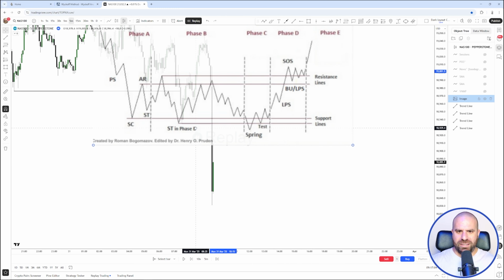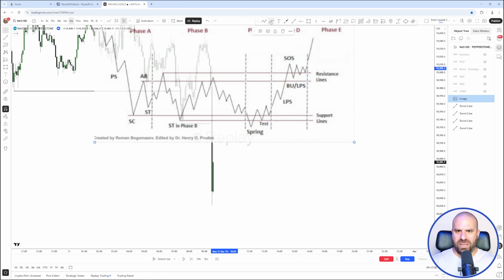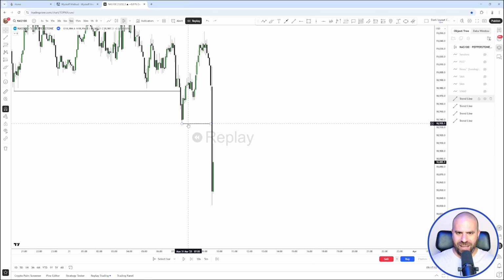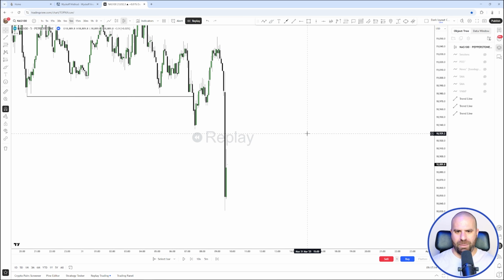So this right here could be the ST in phase B, and the huge move down could be your spring. So now the real move might be coming. So let's see what is gonna be happening, guys. And here we already have an FVG. Price has come back to this area, has come back over here.